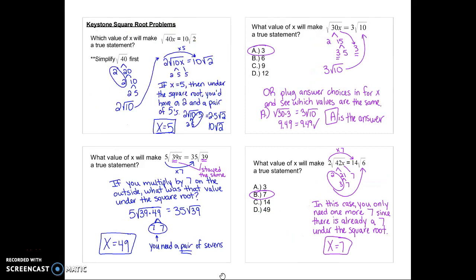Again, this is the Keystone square root problems, which is your concept number 7. Try these. They're tough. The more that you practice them, the easier that they get. You just really have to work hard at these to fully understand them.